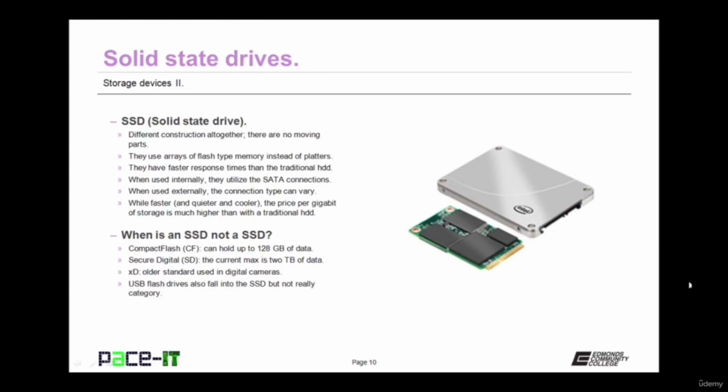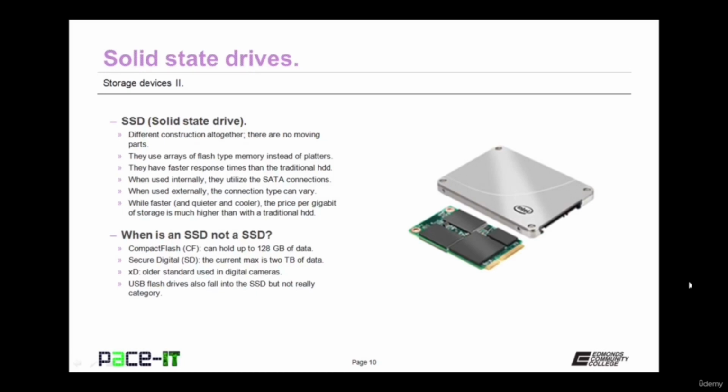Now, some devices are a type of solid-state drive, but they're not really considered a solid-state drive. And what are those? Well, there's compact flash. Compact flash is a type of removable storage. It could be considered a solid-state drive because it holds data and there are no moving parts. With compact flash, you can hold up to 128 gigabytes of data. Then there are secure digital cards, SD cards, with a current max capacity of 2 terabytes of data.